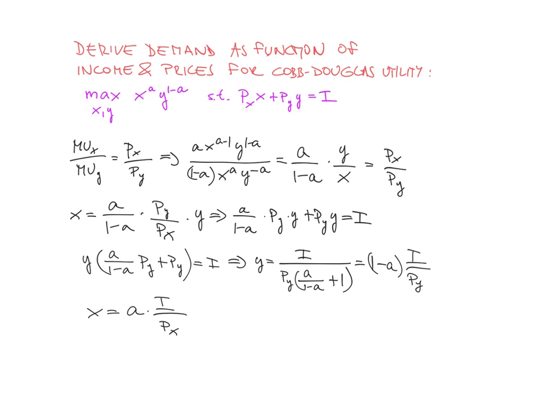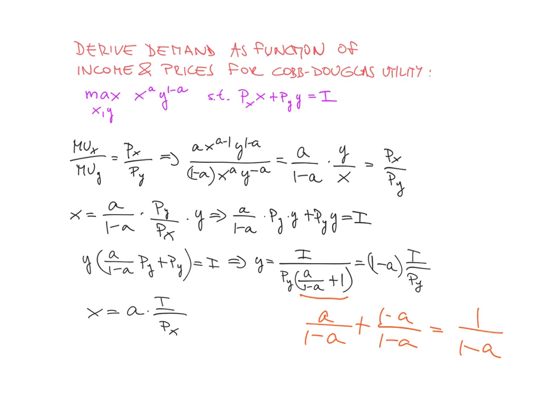Now you can simplify that, because this a over 1 minus a plus 1, when you see something like that, you should be thinking, can I make that any simpler? And a over 1 minus a plus 1 is a over 1 minus a plus 1 minus a divided by 1 minus a. And that is simply 1 over 1 minus a.